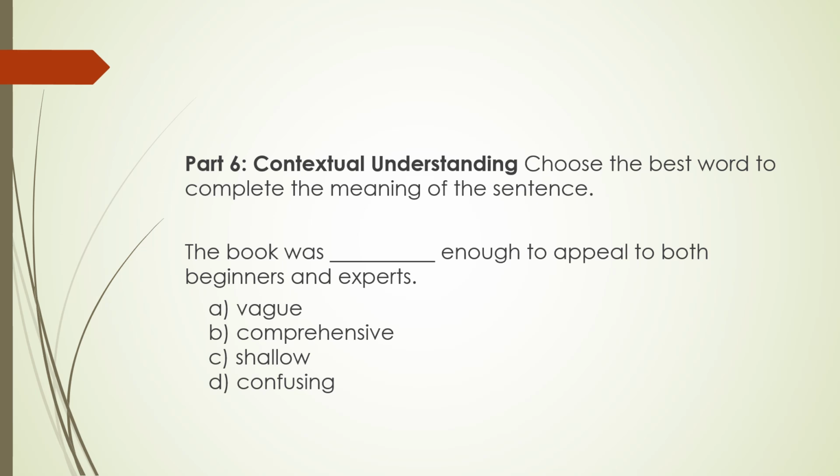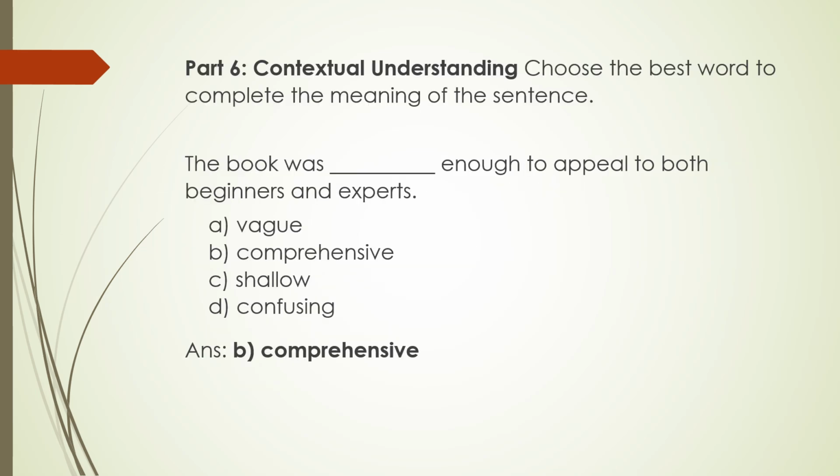Part 6. Contextual understanding. Choose the best word to complete the meaning of the sentence. So we have our options. We will choose the best word. The book was dash enough to appeal to both beginners and experts. What do you think is the right option? The answer is comprehensive. So the book covered enough of information that was useful or appealing to both beginners and experts.